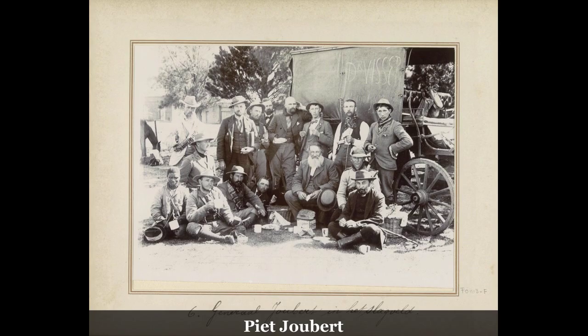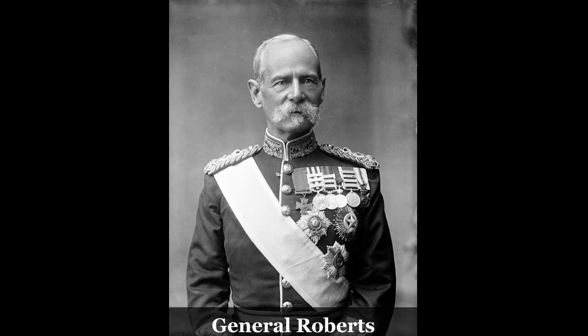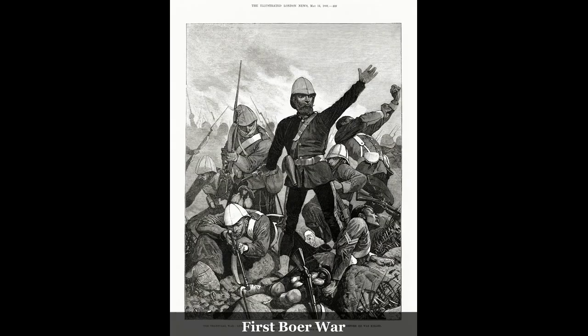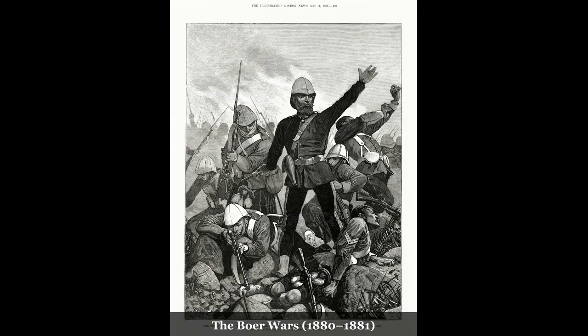On May 10, 1881, a group of Boer leaders, including Piet Joubert and Nicholas Smit, met with General Roberts to discuss surrender terms. After several days of negotiations, the Boers agreed to lay down their arms, and on May 15, 1881, the First Boer War came to an end.